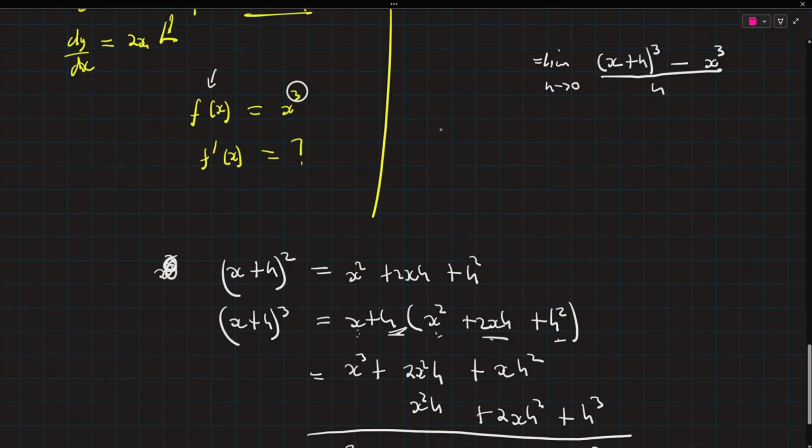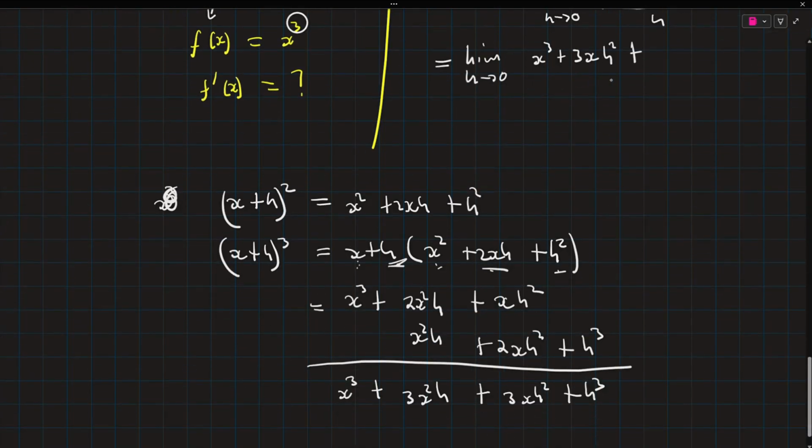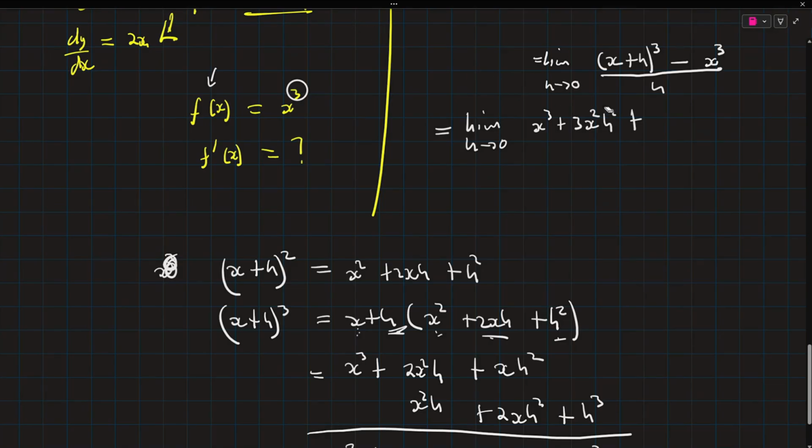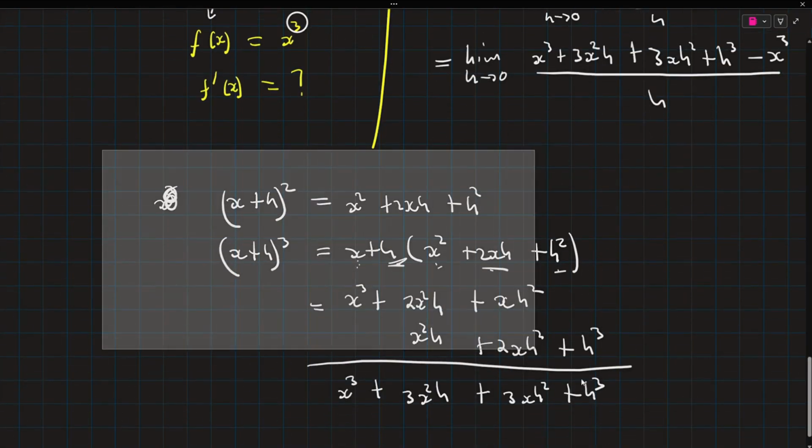So that's what I'm going to write as our limit as h approaches 0. We're going to have x cubed plus 3x squared h, that's correct, this h is not squared, and then plus 3xh squared plus h cubed, minus x cubed, all over h. So that's it. I'm going to check this one out.